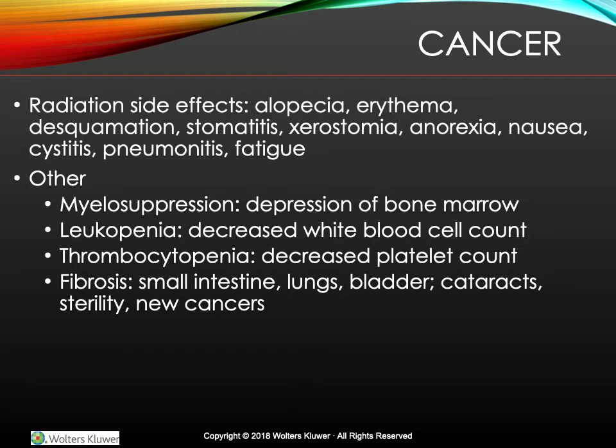They may also have some myelosuppression, which is the depression of the bone marrow, leukopenia, which you already know is decreased white blood cell count, thrombocytopenia, which is their decreased platelet count. They may have some fibrosis also develop in the small intestines, lung, bladder, eyes, and it can also cause some sterility and even the development of some new cancers. So know that with that radiation treatment the patient may have to be placed on neutropenic precautions because of those decreased white cells. So keep that in mind whenever you're reviewing that lab work.